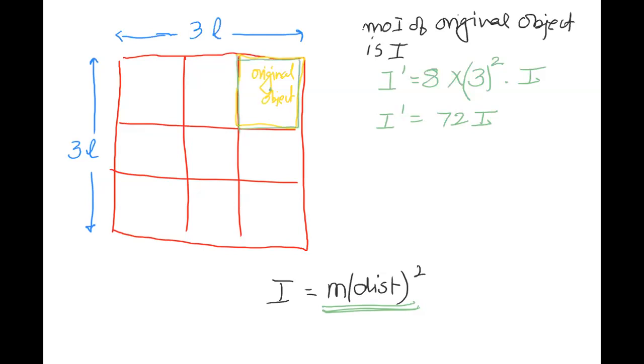About this axis, you already know that the moment of inertia is I. 3 square, distance square beta. Yeah, distance square. Moment of inertia is mass into distance square. So if I increase the side by 3, then I'm basically increasing the distances of all the objects by a factor of 3. Okay.